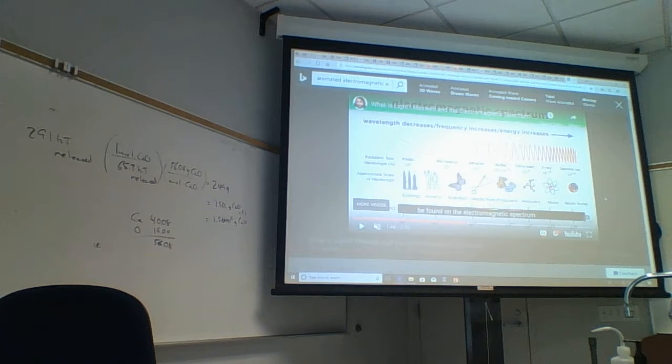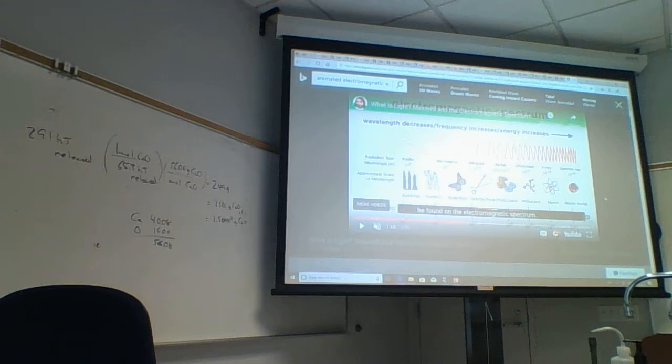And so the difference here is the speed. The speed is all the same, right? It's a constant. And that constant is called c, and that c is equal to 3.0 times 10 to the 8 meters per second, or 186,000 miles per hour.